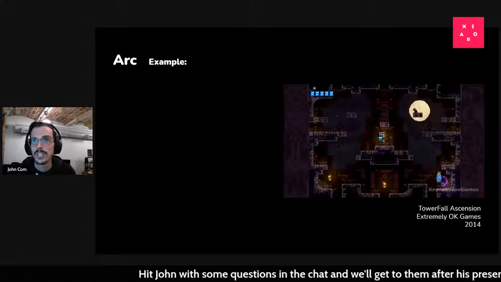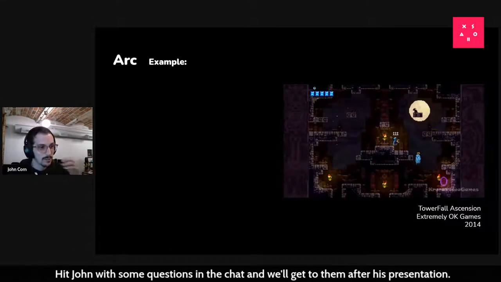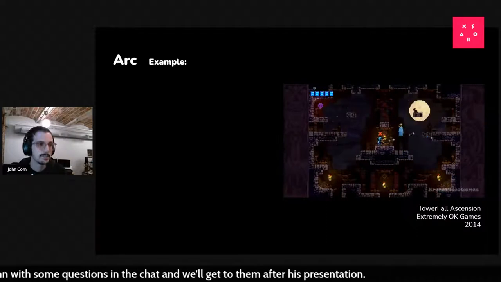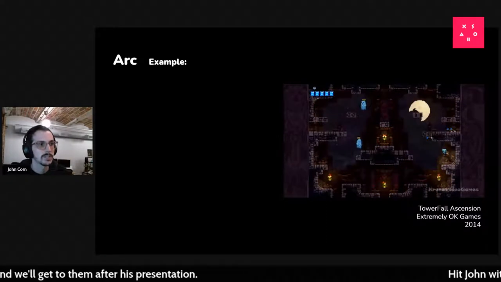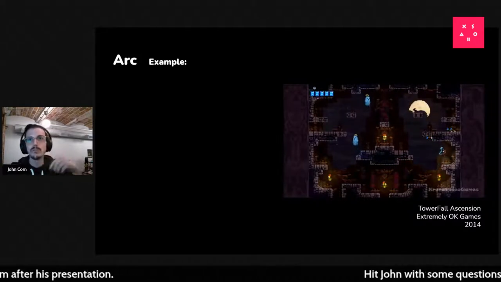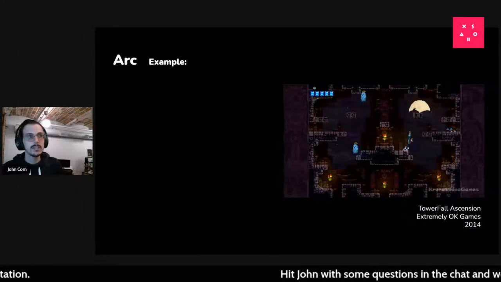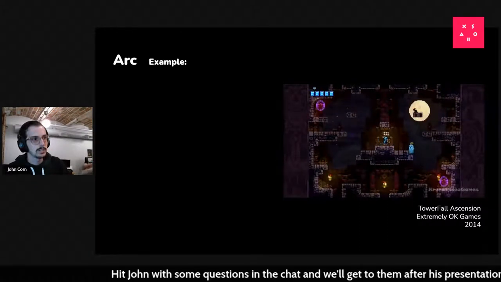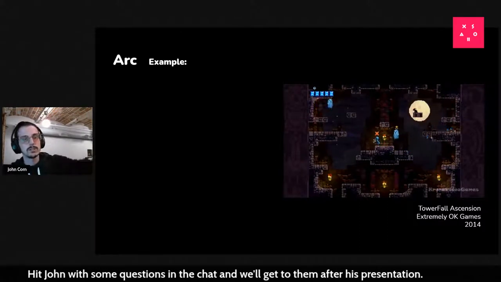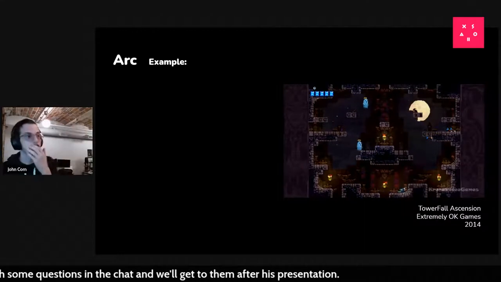Yeah. So let's see an example. Towerfall Ascension by Extremely OK Games, 2014. It's one of my favorite games. But you can see the character's always moving in an arc. And you'll see in a second when they shoot some arrows, right? They have a nice little curve to them. Even though they're going up, they still curve back down.